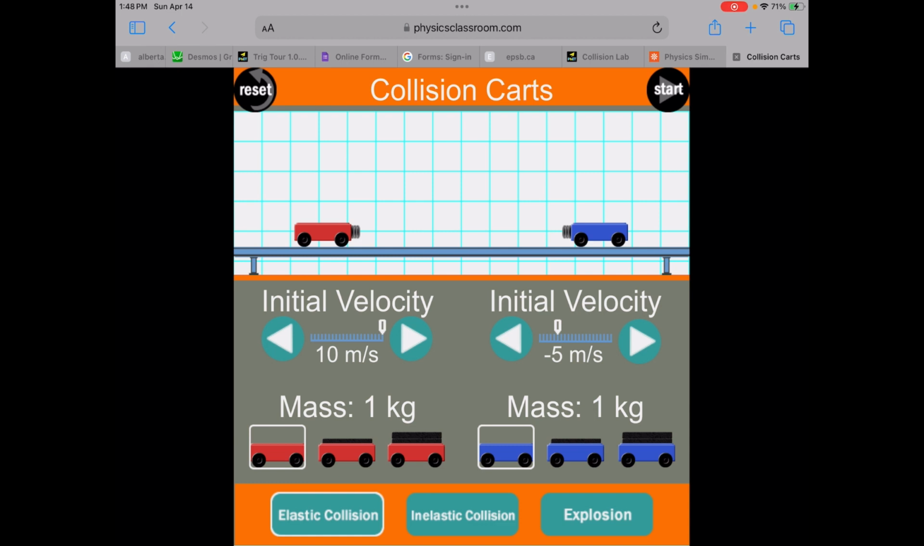So there is net momentum. They don't cancel each other out perfectly. Right now, this system has a net momentum of positive 5 kilogram meters per second to the right. Let's see how that plays out. Here we go.